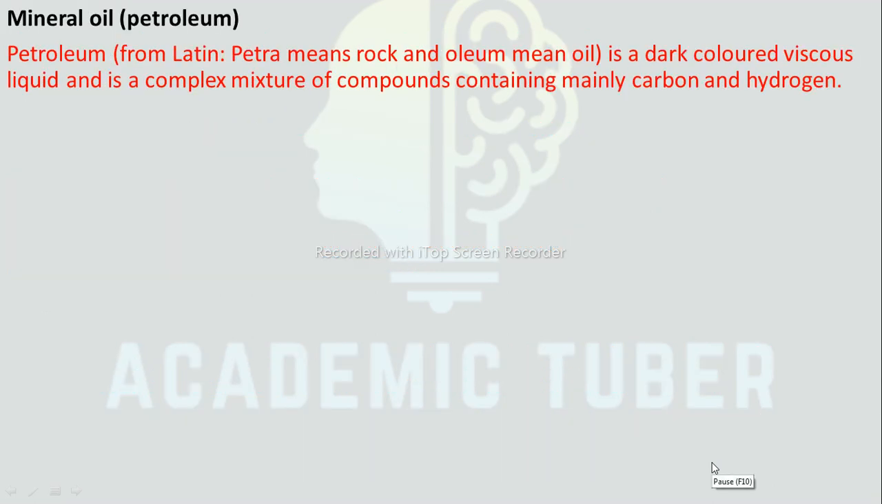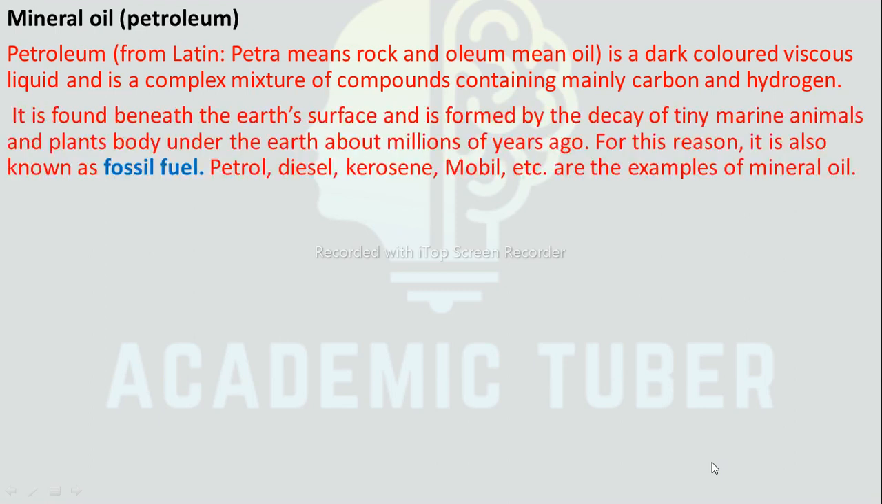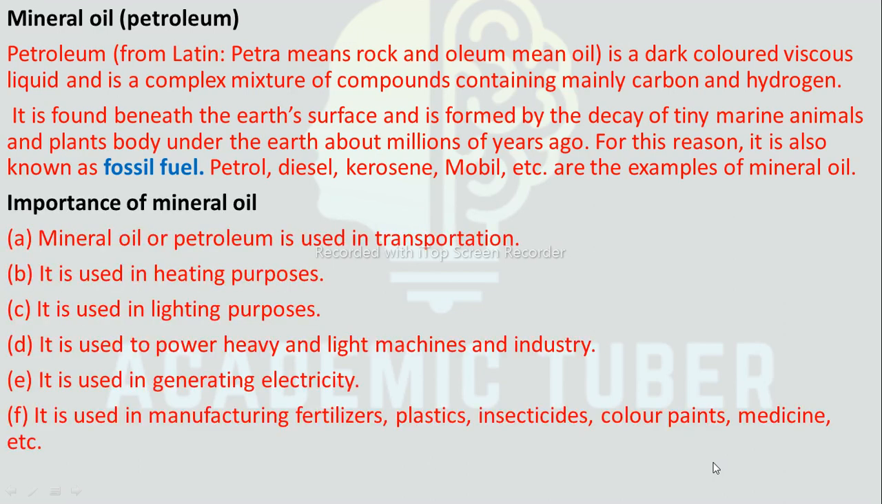Mineral oil, petroleum. Petroleum is a dark-colored viscous liquid and is a complex mixture of compounds containing mainly carbon and hydrogen. It is found beneath the Earth's surface and is formed by the decay of tiny marine animals and plant bodies under the earth millions of years ago. For this reason, it is also known as fossil fuel. Petrol, diesel, kerosene, mobil oil, etc. are some examples of mineral oil.